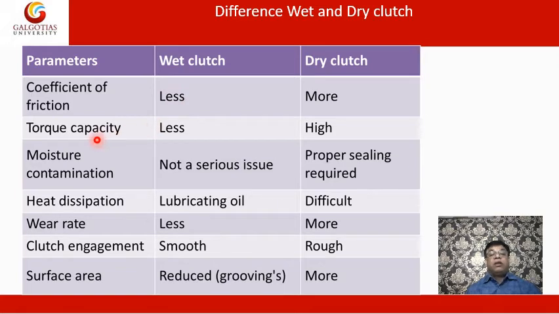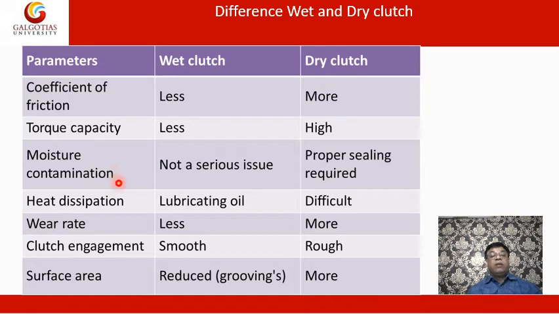The torque transmitting capacity of wet clutch is less in comparison to dry clutch for the same dimensions. Both the clutches, wet and dry, have the same dimension. In that case, if you investigate, then the torque transmitting capacity of wet clutch is less and dry clutch is high.